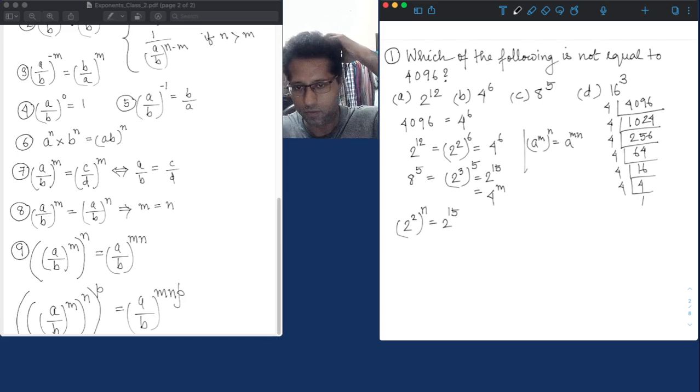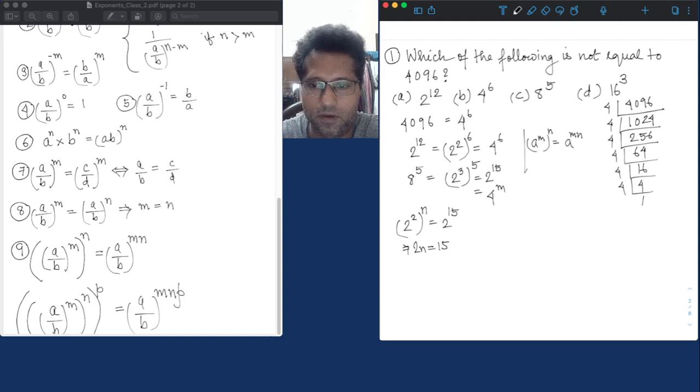If 2 to the power 15 could have been expressed as some power of 4, then we could have written 2 to the power 15 as 2 square and then whole to the power n, and this would mean that twice n equals 15, but we know that twice n is an even number, and 15 is an odd number. So definitely this 8 to the power 5, which is equal to 2 to the power 15, cannot be expressed as any power of 4. So 8 to the power 5 is not equal to 4096.